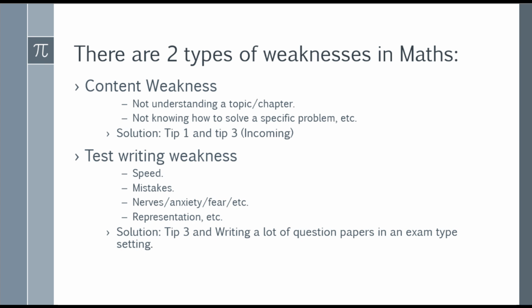So just focus on your weaknesses on the maths related thing, as well as the second type of weakness. The second type of weaknesses are test writing weaknesses. Test writing weaknesses have to do with things like speed. If you're not fast enough in writing a test, you have to improve your speed.